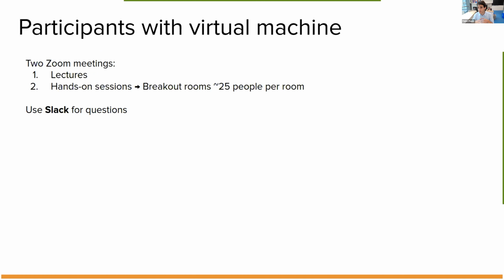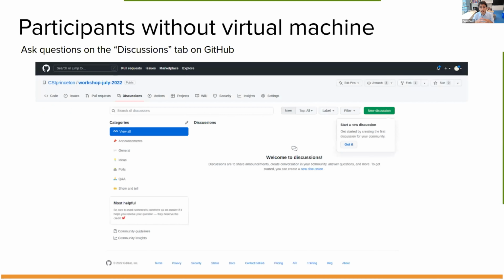Simultaneously, we will use Slack for questions. I saw that many people already accepted the invitation. For participants that did not receive a virtual machine, we will not be able to give you the experience that we would have liked, but you will be able to do the tutorials yourselves. You have received the link to the workshop material, and if you have questions, you can put them in the discussions tab on GitHub. We will do our best to answer them, although we will be very busy today, so there's no guarantee that we will be able to answer.